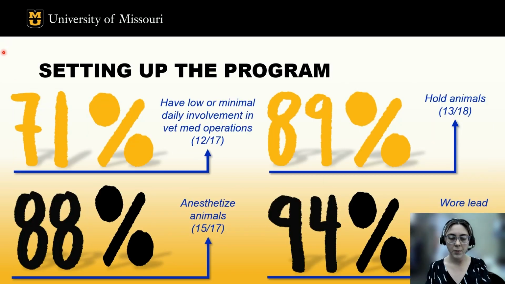So the first part of my X-ray survey was really focusing on how are people setting up their program. I was surprised to find that 71% of people said that they had low to minimal daily involvement in their veterinary medicine operations. And I definitely can understand that, because at the University of Missouri, we have the veterinary hospital, we have campus, and we have the human hospital. And we have about 4 people to support all of these. And so it does make it difficult to have a daily presence in your facilities when you have limited staffing and limited resources.